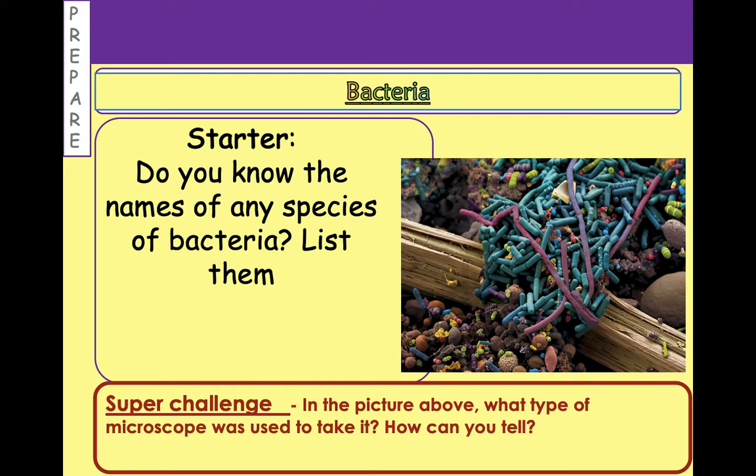There's a super challenge on the screen as well. In the picture above, what type of microscope was used to take it and how can you tell? And in this picture, what we can see are thousands of different species of bacteria shown in different colours, different shapes and sizes, and a piece of food here that's being digested by the bacteria in the picture. Okay, I'd like you to hit pause on your video and see if you can answer those two questions.